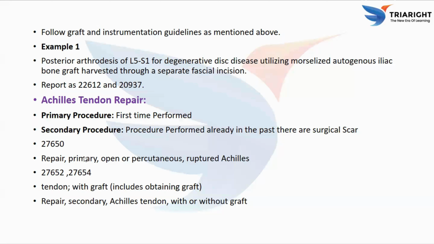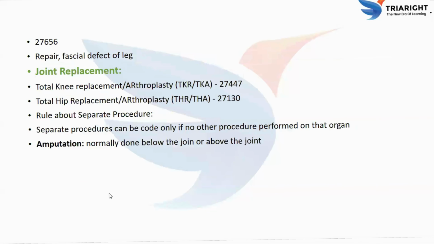So CPT code 27,650 is a primary repair of a ruptured Achilles tendon, which is an open or percutaneous approach. Whereas 27,652 is a primary repair of the Achilles tendon with graft. So graft harvesting is included in this code. In 27,654, this is with or without graft. So in secondary repair, graft is not coded separately.